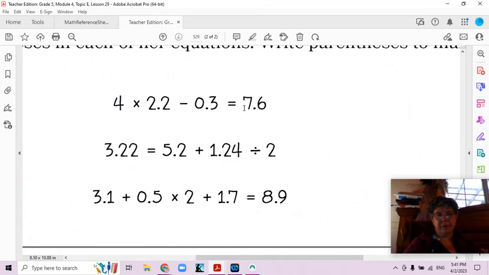So let's look at the first one. You have to look at it, and you have to think, what am I going to do to make it equal 7 6/10, right? So I need to put parentheses in here somewhere. If I put parentheses here, 4 times 2 2/10, that would equal 8 8/10. 8 8/10 minus 3/10 is going to be 8 5/10. So you see how I'm guessing and checking?